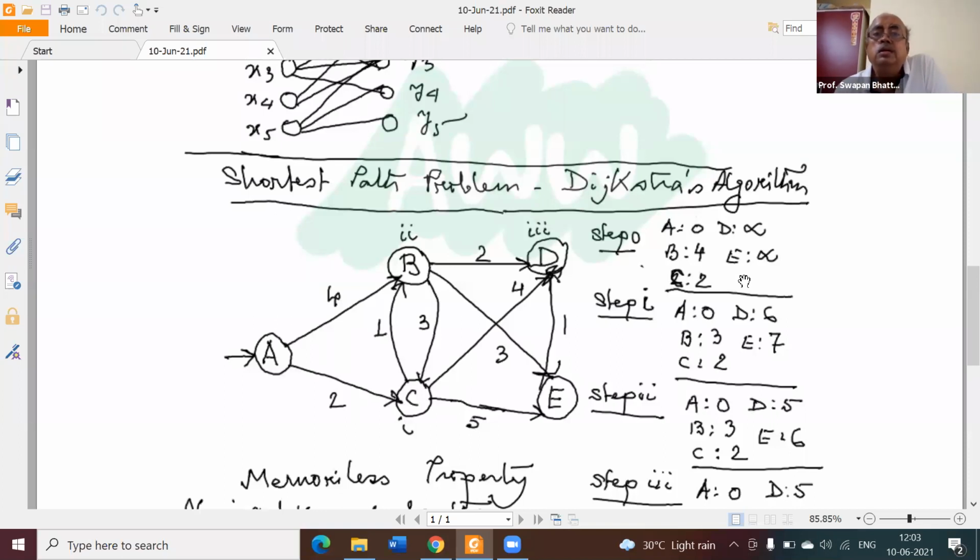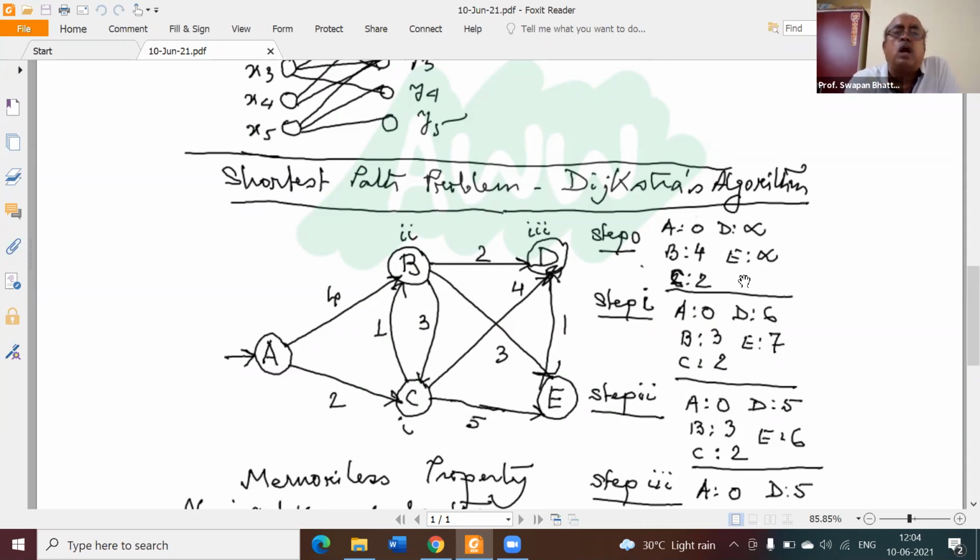And now since C I have already traversed, C to D is 4 and A to C is already 2. So 2 plus 4, D will be 6 and E will be 7. Why? I am computing distance from A. 6 means from A, not from C. From A, A to C already takes 2 and C to E is 5. So E becomes 7. So now next step, C is already there. Now I include B also.